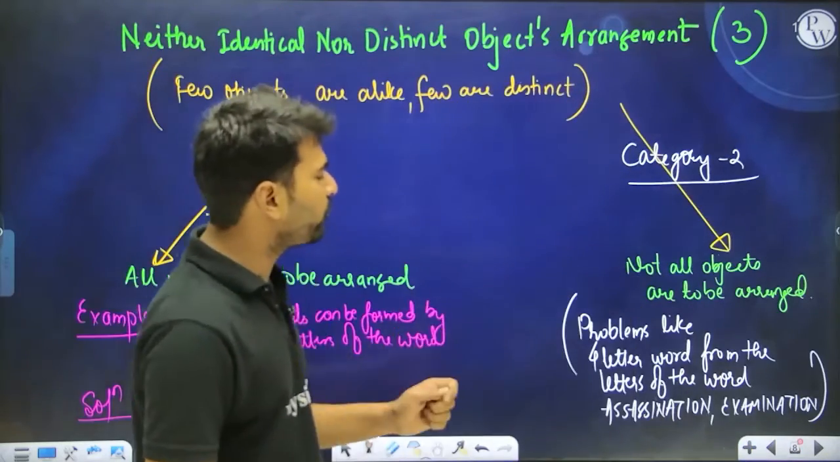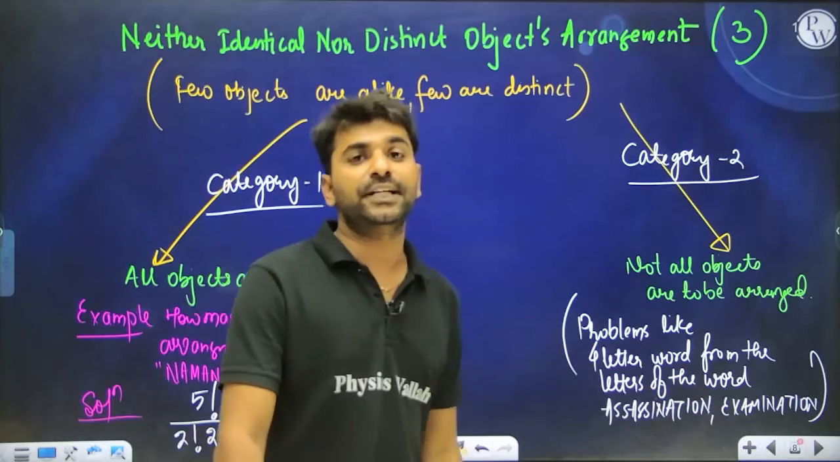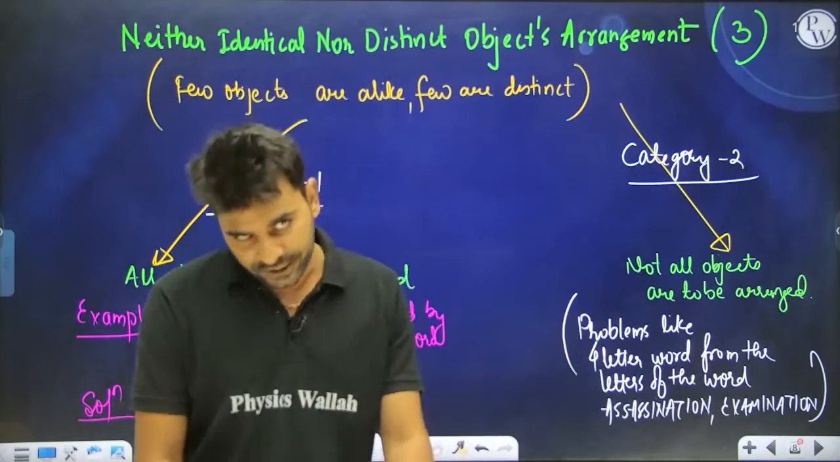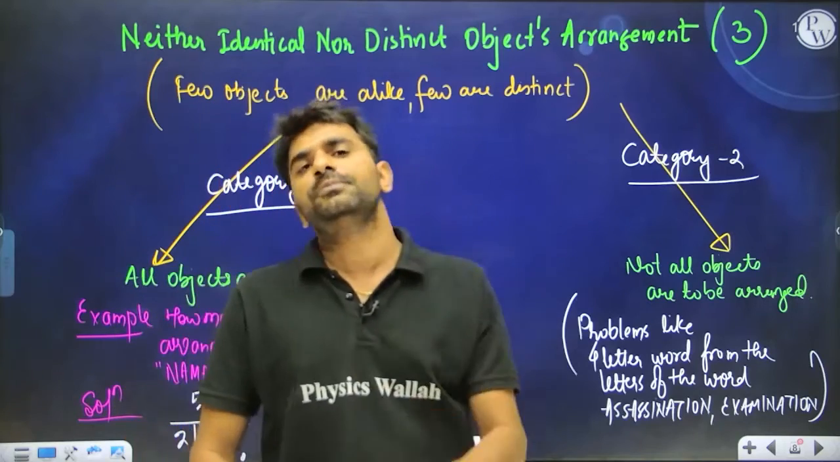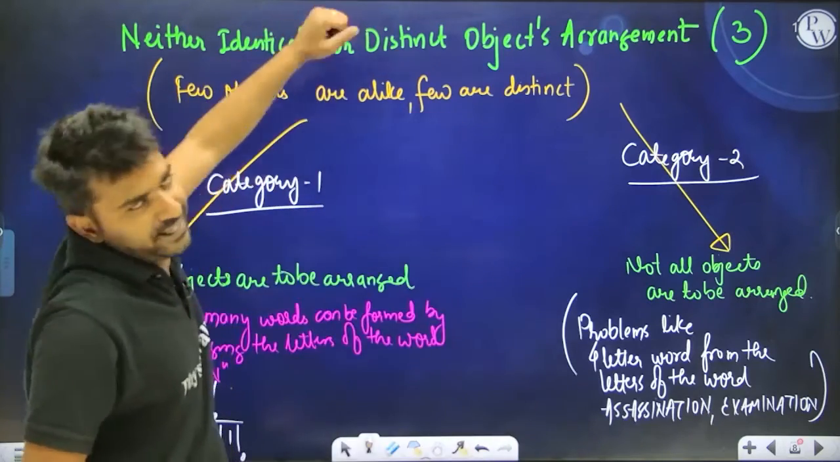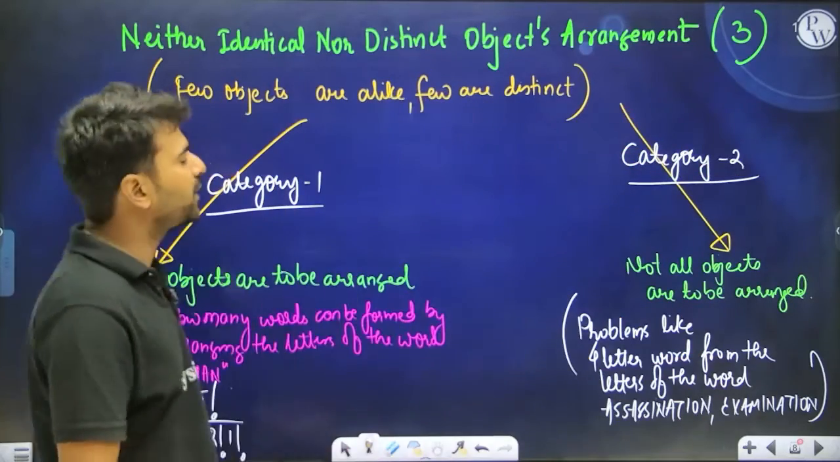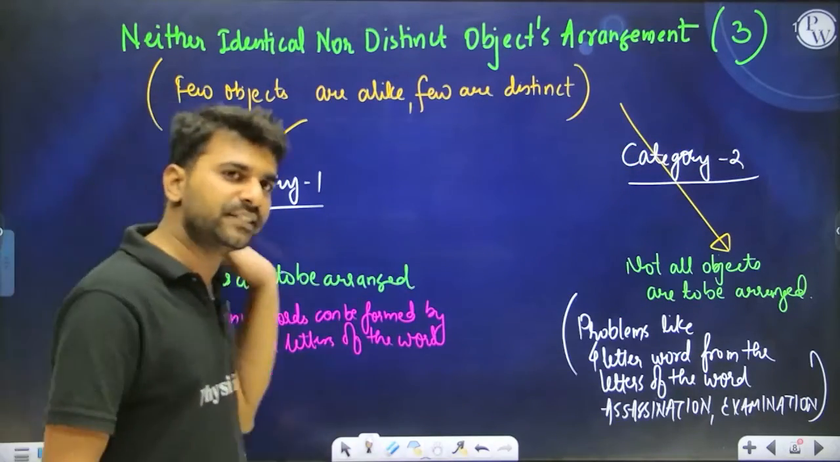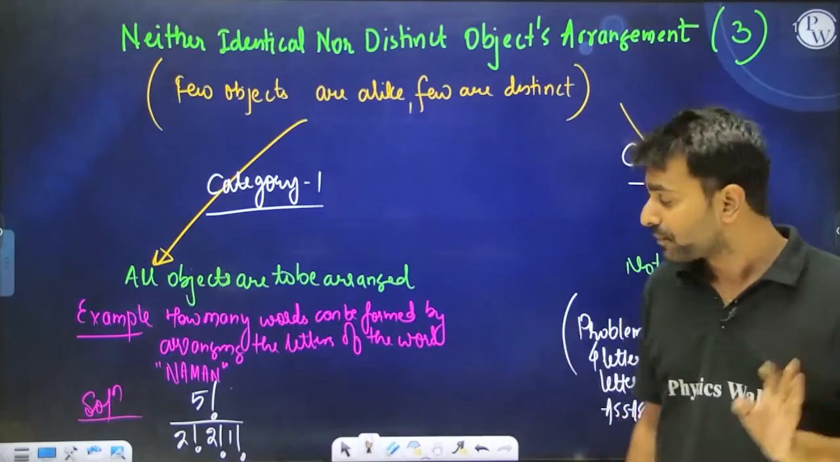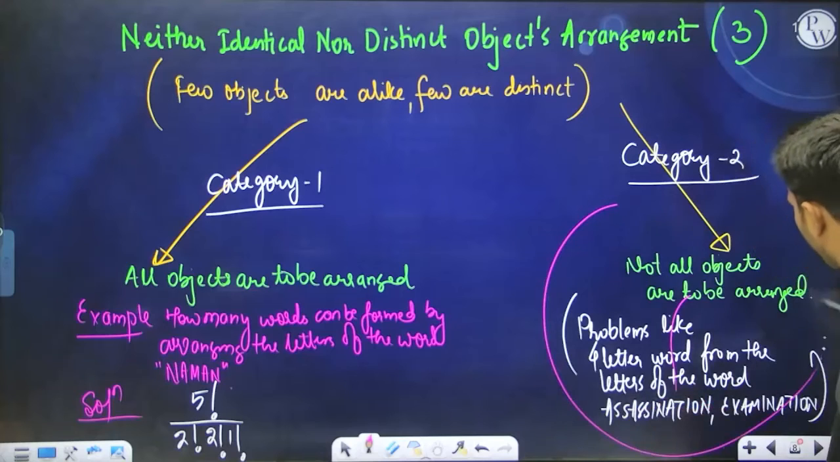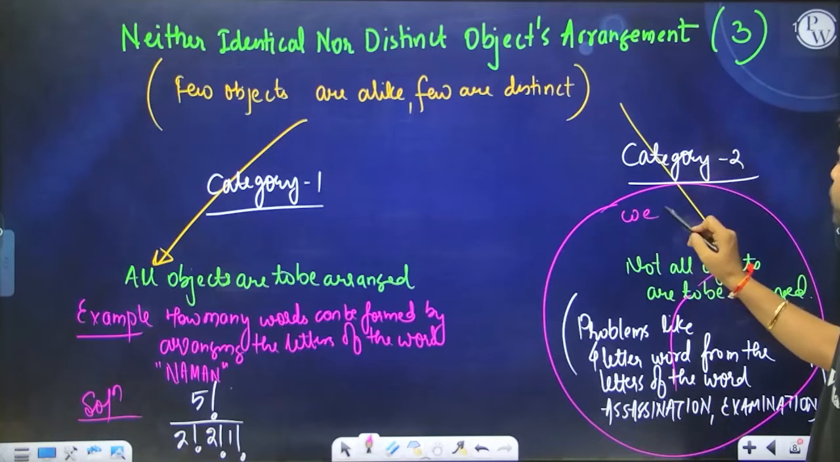But if I ask you to form a 4-letter word by using the letters of the word assassination or examination, over here not all the objects are distinct. Not all the objects are identical, so that will fall in this category. And that too in the category when not all the objects are needed to be arranged. If all the objects are needed to be arranged, then the problem is going to be quite easy. In such kind of thing, what we do is we do case formation. In such kind of problems, we do what?